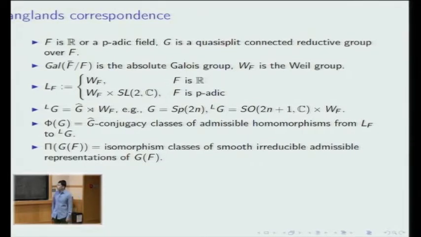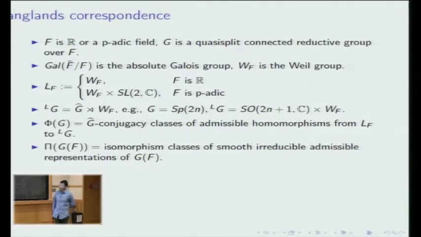And we have the absolute Galois group, and also the Weil group, which is an extension of the Galois group if your field is real, and in the p-adic case, it's a subgroup of the Galois group with a refined topology. We also define L_F, the so-called local Langlands group, and it is the Weil group when F is R, and is the Weil group cross SU(2) when F is p-adic. We also need the Langlands dual group, which we denote by LG, a complex group G hat semi-direct product with the Weil group, and in this particular example, G is equal to Sp_2N. It's written in this way.